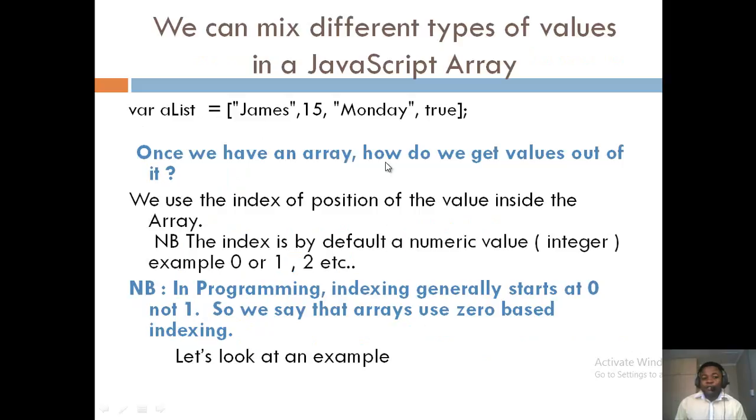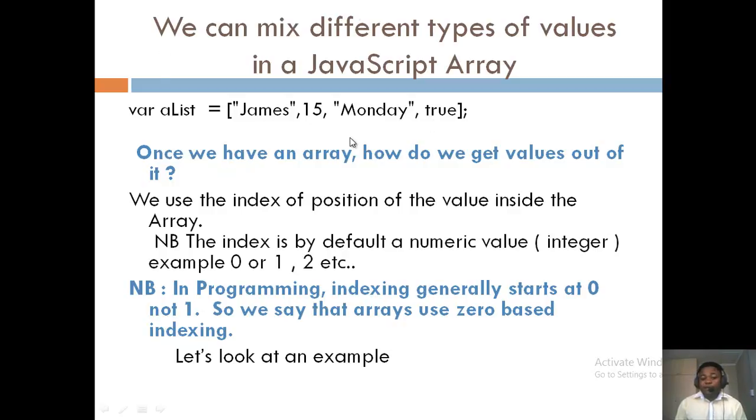One more thing I want to mention is that it is possible in JavaScript to mix different types of values inside an array. For example, we have an array here called list, and to it we assign the values. The first value is gems, which is a string; you can see it inside the quotes. Then we have a comma, and then we have an integer, a number, which is 15. After that we have another string, Monday, and finally we have a boolean data type, true, which is a boolean value.